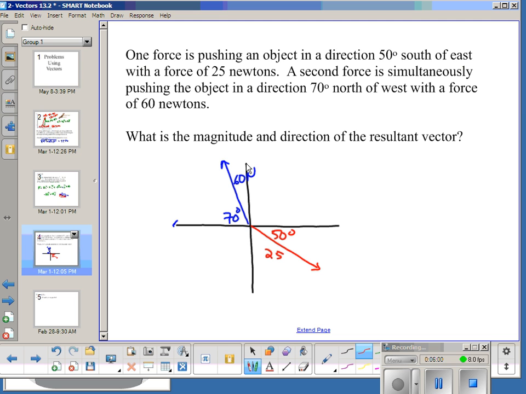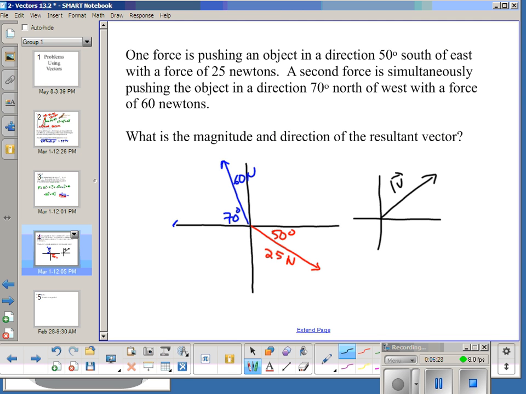Now you could use some trig, law of sines or law of cosines more likely. However, I think the simplest way to do this is to split each vector into its components and then add the components and then go back to magnitude and angle.